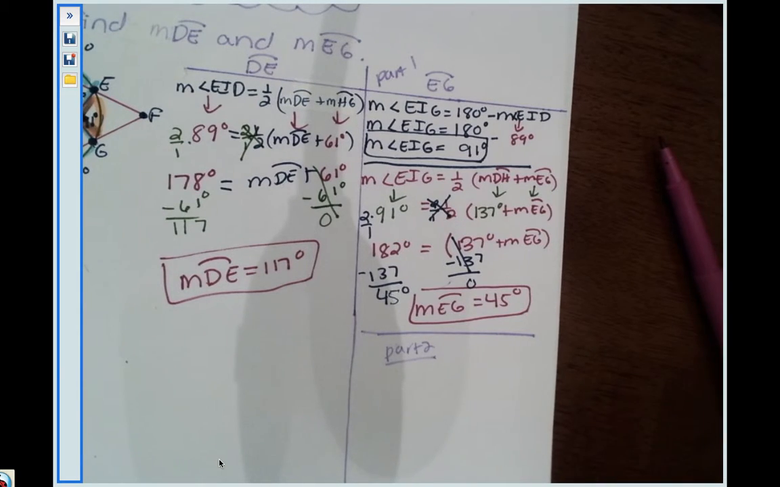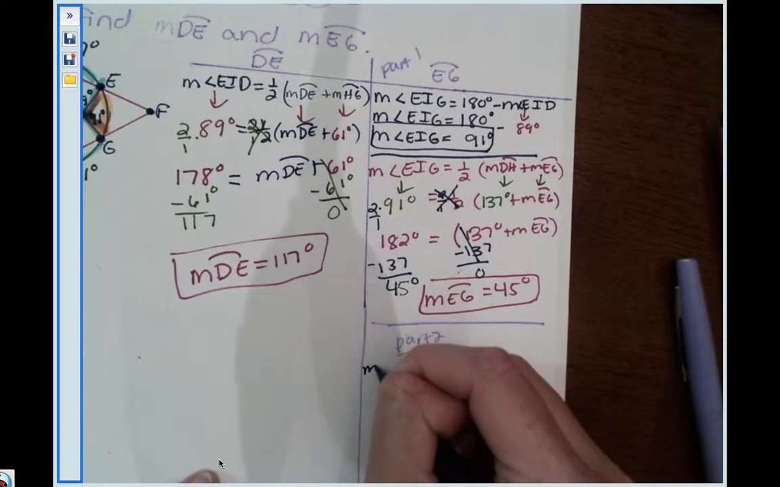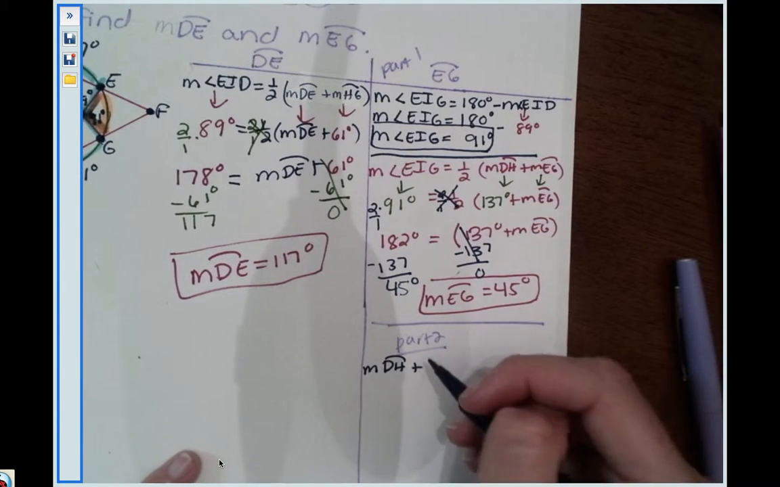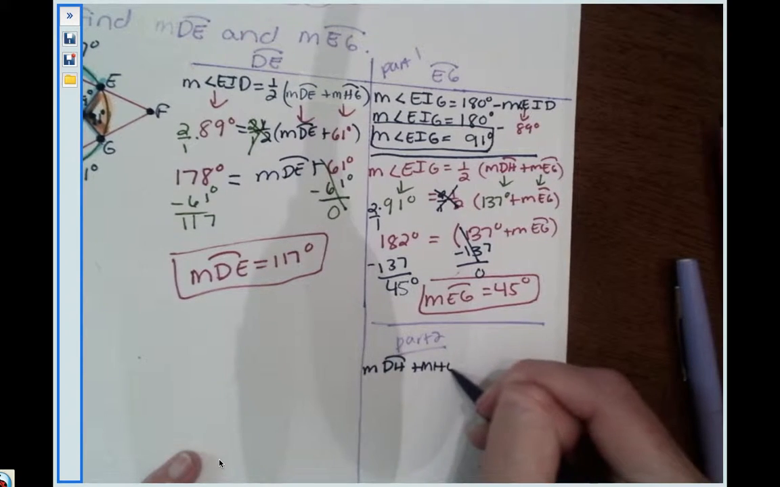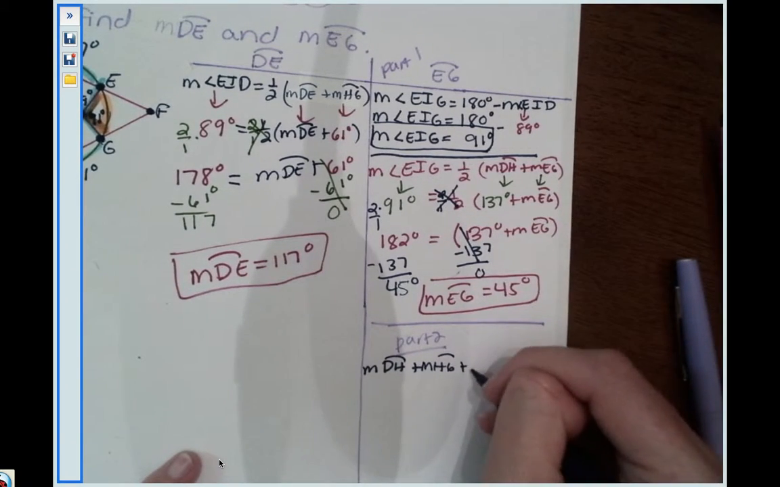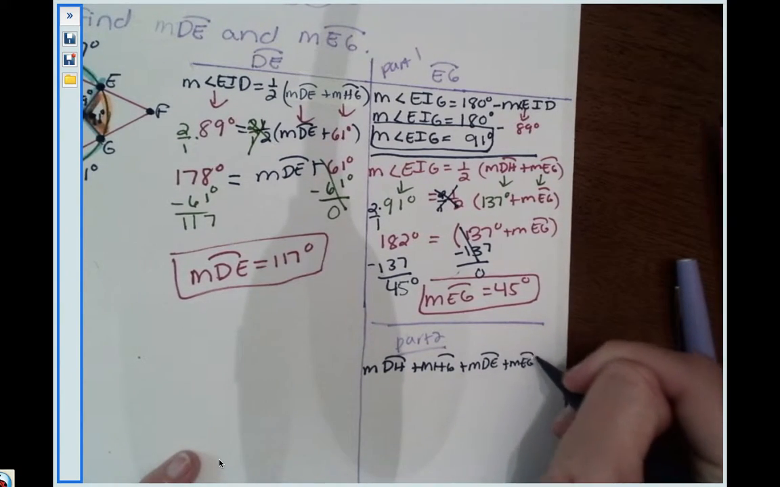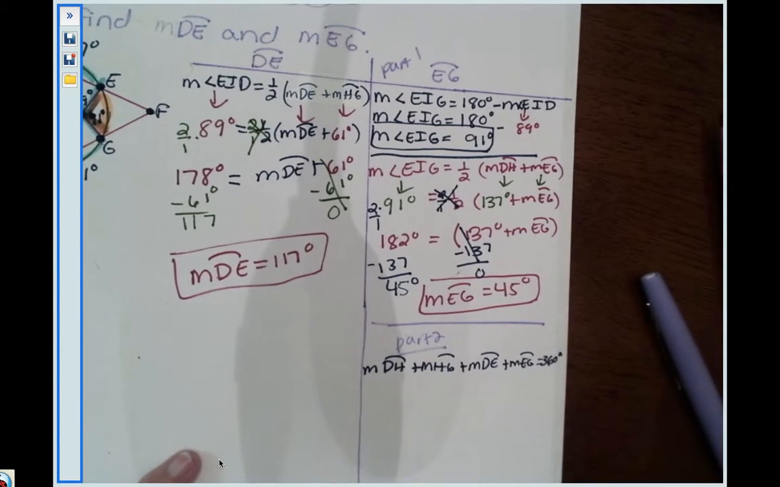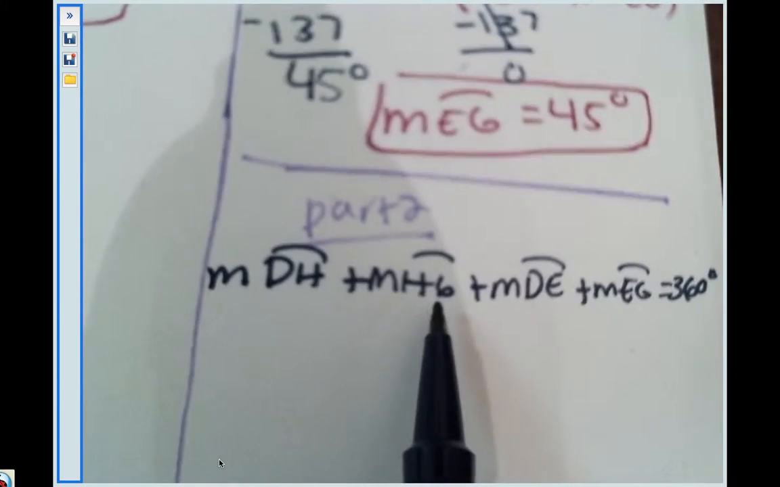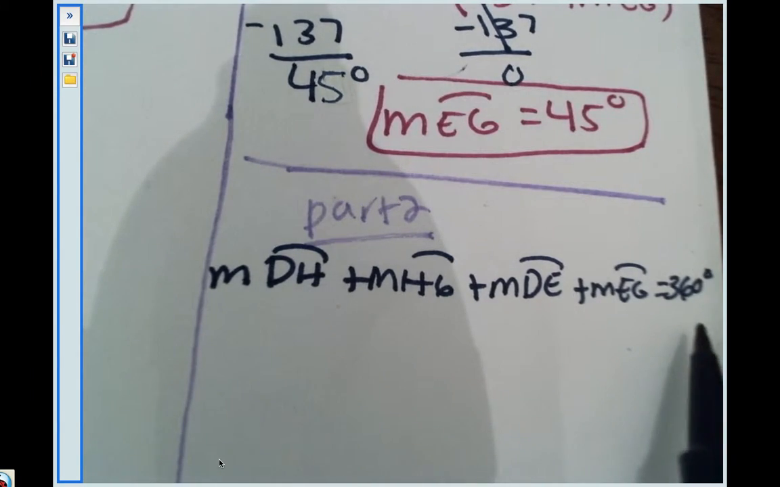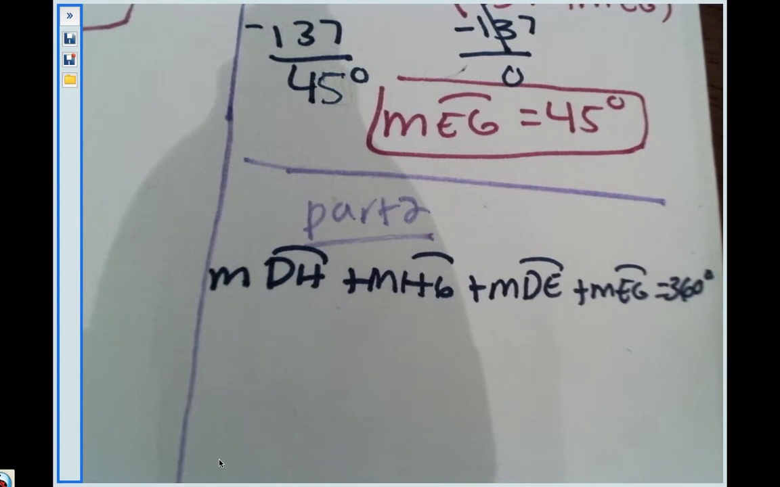Okay, so we're going to say the measure of DH plus the measure of HG plus the measure of DE plus the measure of EG equals 360 degrees. All right, let's do this thing. I'm going to zoom in so you guys can see better. So it's the measure of DH plus the measure of HG plus the measure of DE plus the measure of EG equals 360. I know my handwriting's sloppy right now. Sorry, guys.